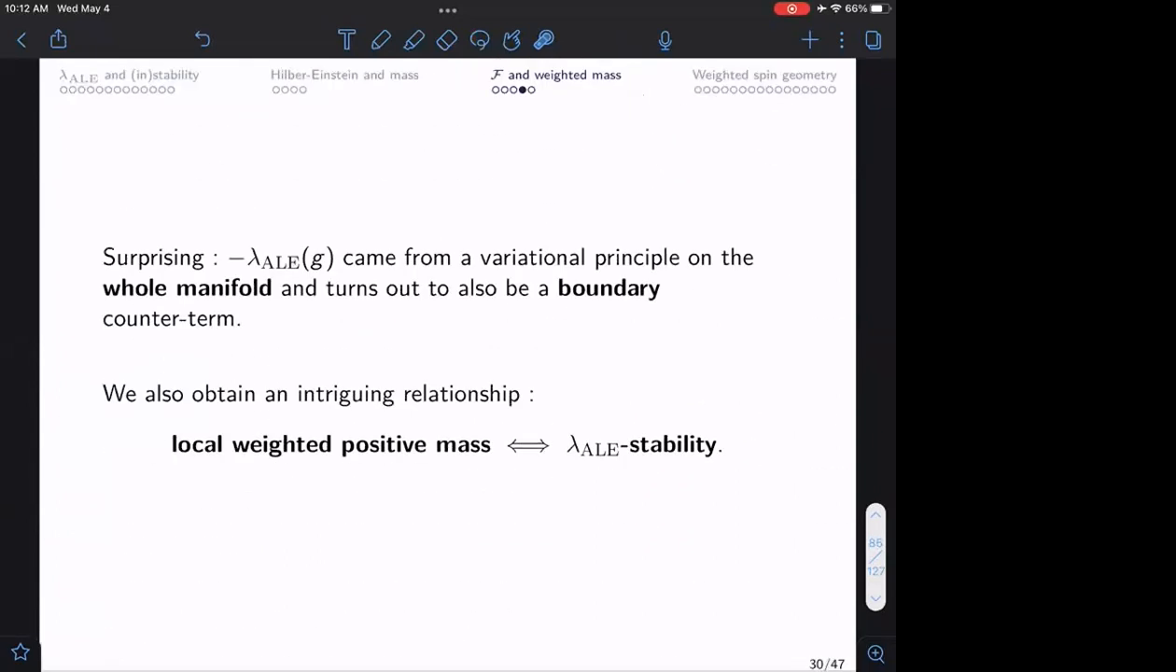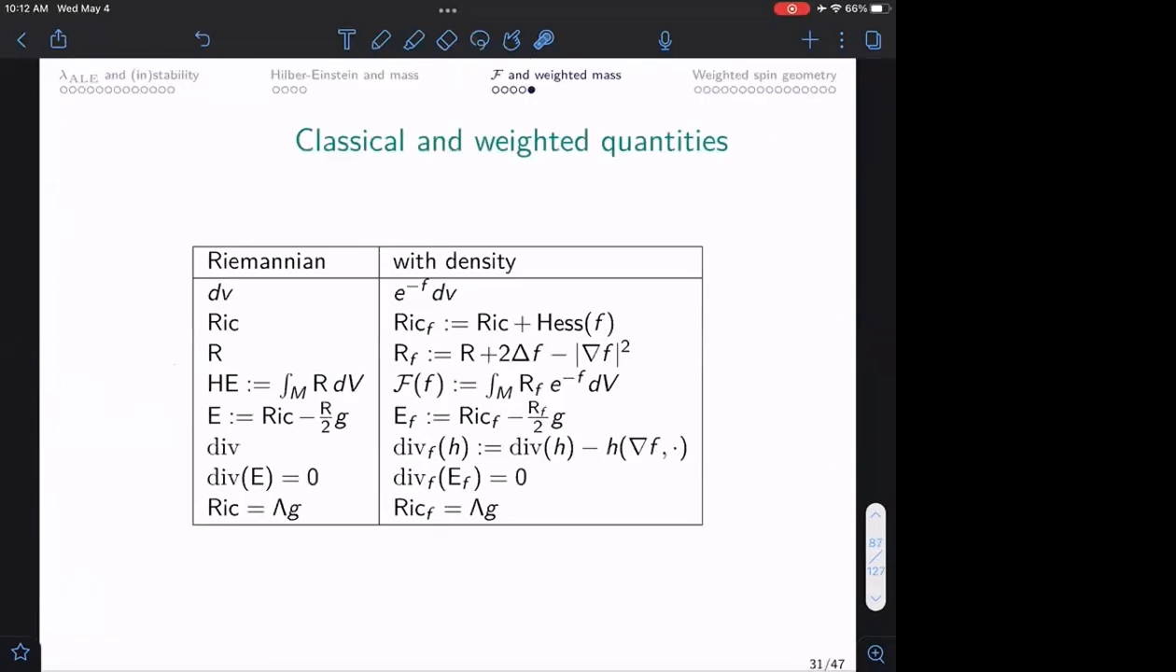Okay, so we have this relationship. And just to give you some of the correspondence between unweighted objects and the weighted ones. The measure changes that way. Ricci curvature gives Bakry-Émery Ricci curvature. The scalar curvature becomes Perelman's curvature. The Hilbert-Einstein functional becomes Perelman's functional. We have the weighted Einstein tensor, weighted divergence, weighted Bianchi identity. And if you want, the Einstein equation becomes the shrinking soliton equation for Ricci flow.